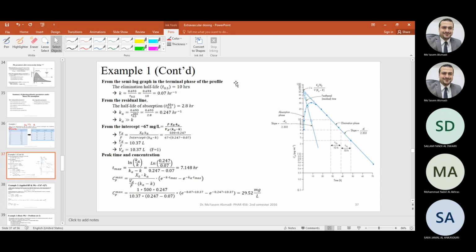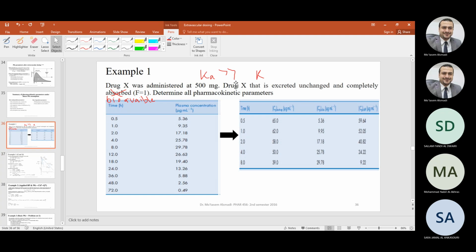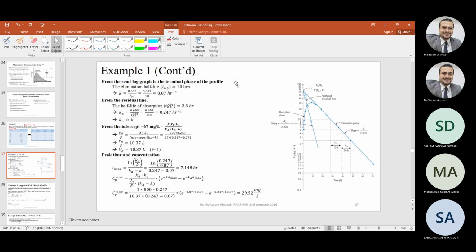If we have flip-flop kinetics, on the other hand, it will be the other way around. Flip-flop kinetics means that the Ka is much lower than the K. So the slower process is the Ka. So the terminal slope will be relevant to the slower process, which in this case is the Ka, and the residual line slope will be relevant to the K, right?